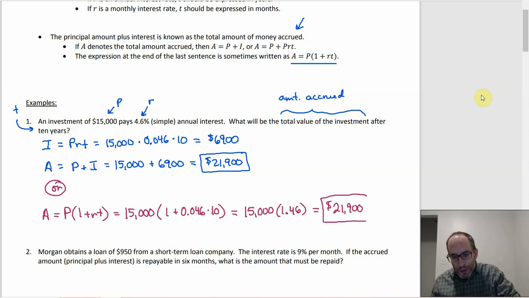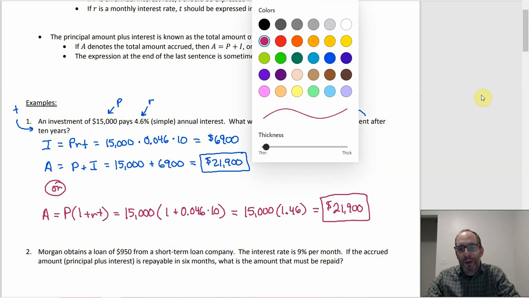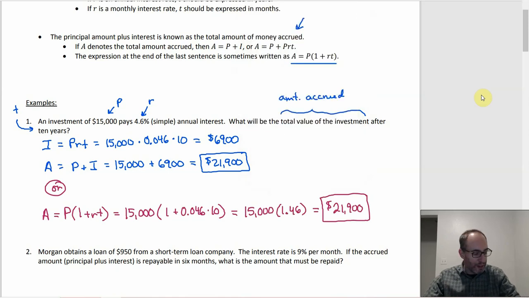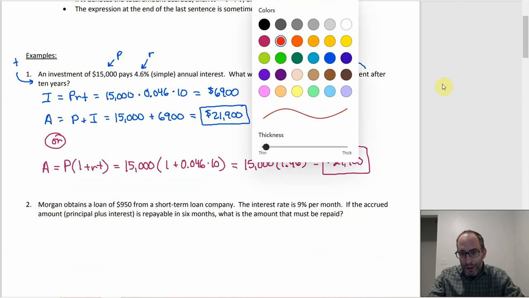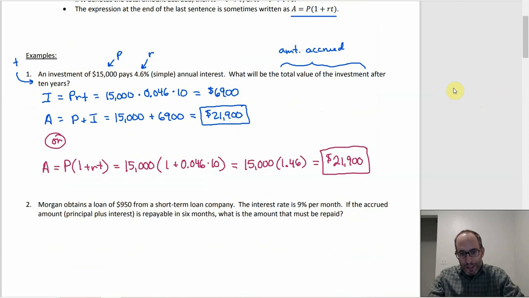So either way will work. Whichever one seems like it makes more sense, I guess pick that one. But they'll both work. Okay. Then the next one, and the next one you got to be careful. I should do this in bright red. Because it's a short-term loan company, and with the short-term loans, everything tends to be per month instead of per year. So, got to be careful, right?